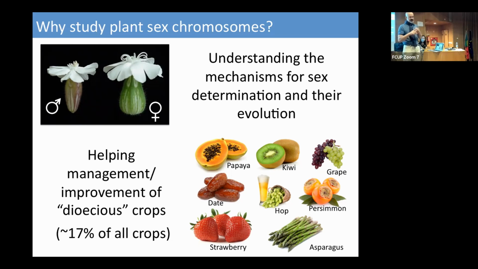The second thing is, when you know the sex determination mechanism, you can manipulate it, and this can be really useful to obtain new varieties because you can control crosses.